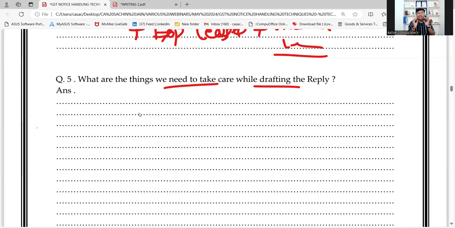So what are the things we need to take care of while drafting the reply? Sir, जब मैं reply draft कर रहा हूं, मुझे कौन कौन सी बातों को ध्यान में रखना है so that my reply will be in a proper way? Whenever you prepare your reply, just keep certain things in your mind. Okay, draft your reply, and जब आप draft कर रहे हो, then first you need to explain the facts.